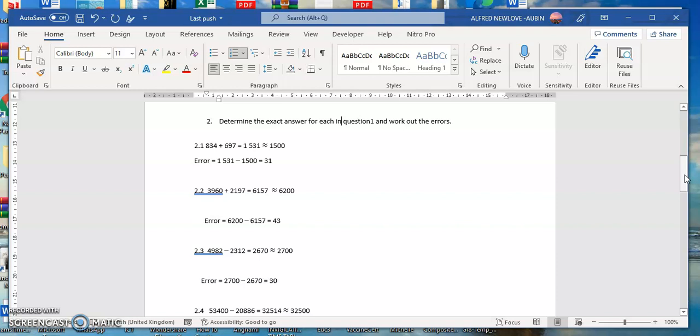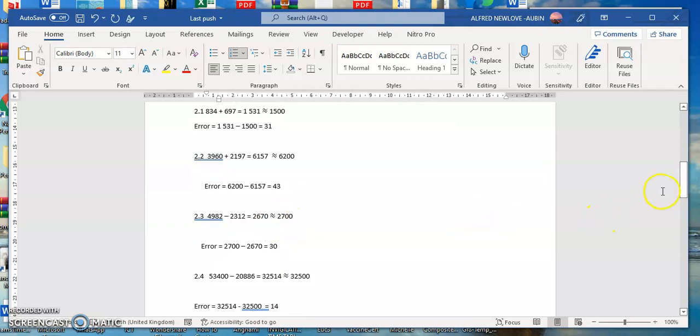You choose the bigger one to come first because you want a positive answer. So here also, what is going to be our error? You see, this is the exact answer and this is the estimated. You see that the estimated is bigger. If I bring this one first, I'm going to get a negative number. So I bring the estimated, the bigger one, minus the smaller one to get this. So this becomes the error.